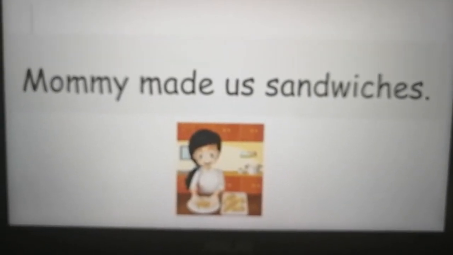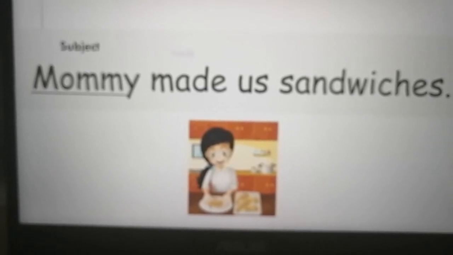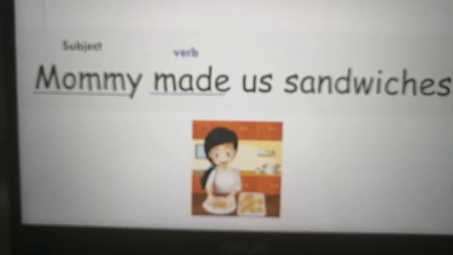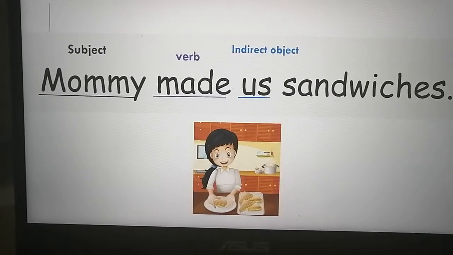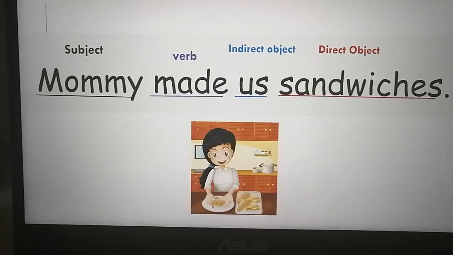Mommy made us sandwiches. Mommy is the subject. Made is the verb. Us is the indirect object, and sandwiches is the direct object.